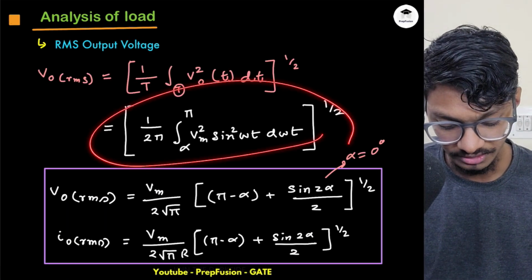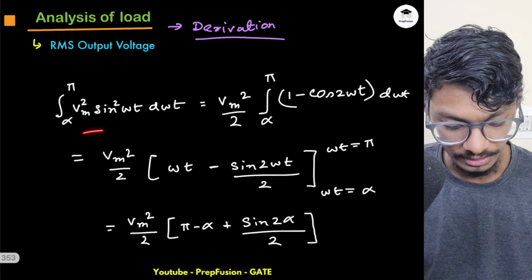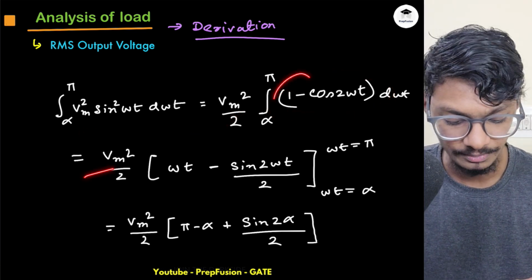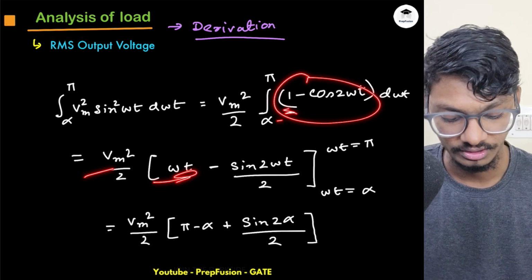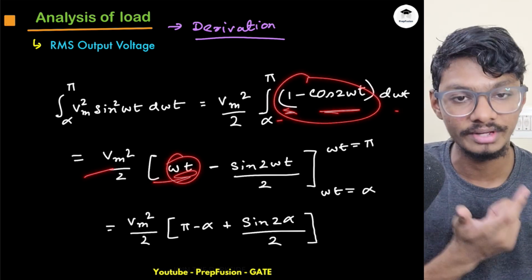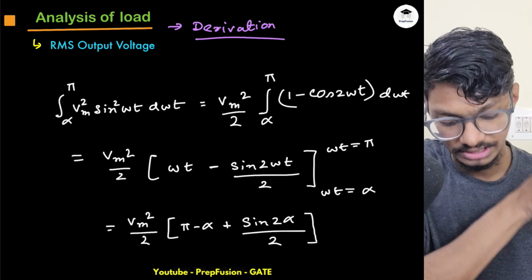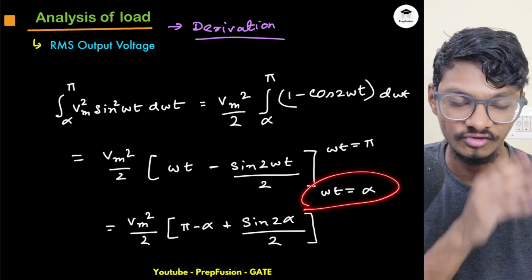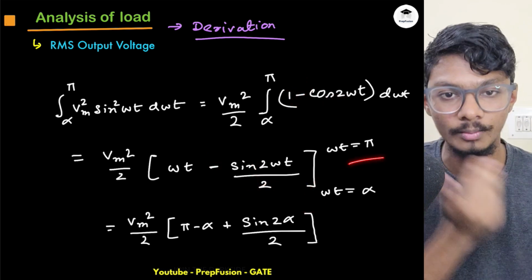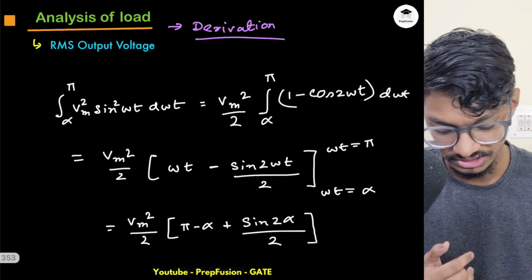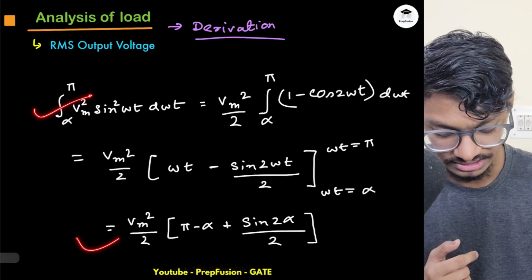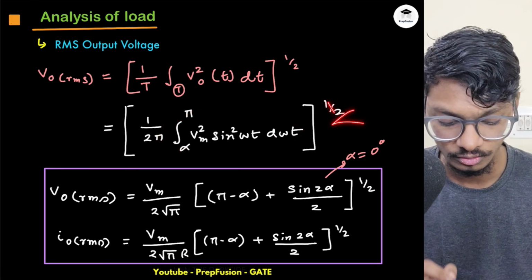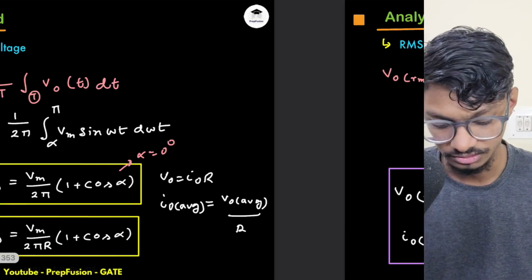So how do you derive the RMS? Simply you convert this sine square omega t using the double angle formula. I hope you can do this trigonometry, and then this simply becomes a simple integration. The integral of 1 d omega t is simply omega t, and cos 2 omega t integrates to sine 2 omega t by 2, because of the 2 here, and the minus sign will remain as it is. I am going from the lower limit omega t equals alpha to the upper limit omega t equals pi. You just plug in the values and you will see the value of this integration. Then you put this value in the formula for computation of RMS, and then you take the square root, and you will see the same result. So that is how I derived it.